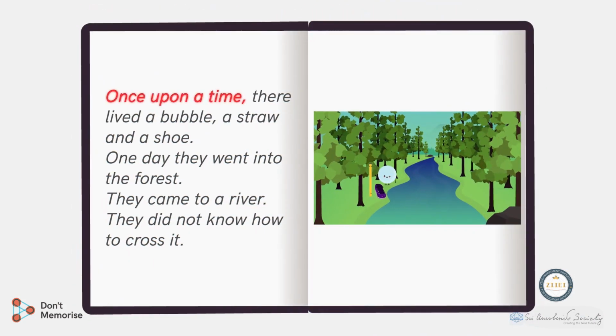Once upon a time, there lived a bubble, a straw, and a shoe. One day they went into the forest. They came to a river. They did not know how to cross it.